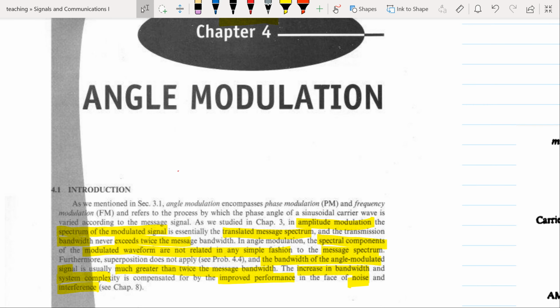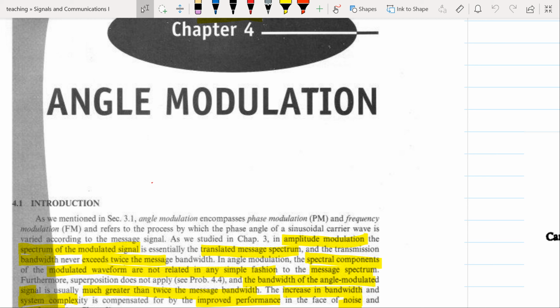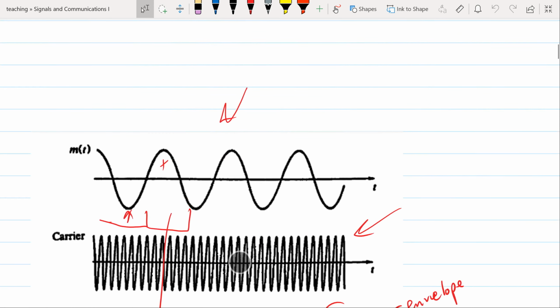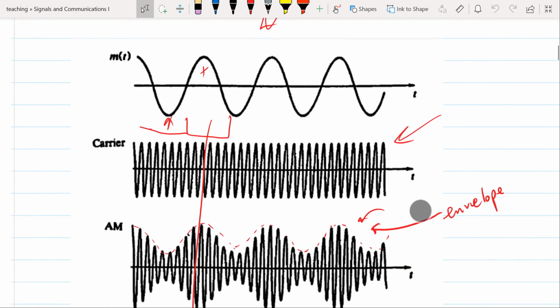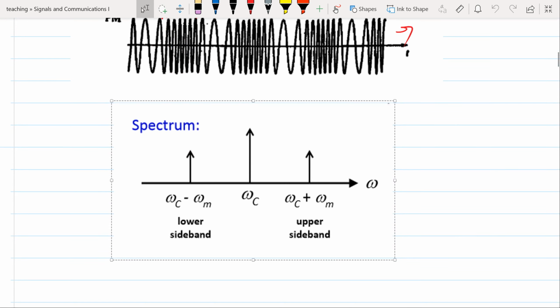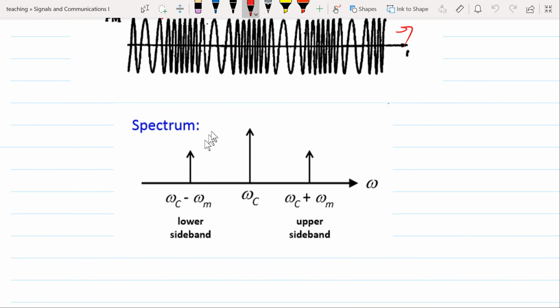Having done that introduction, we can say that in amplitude modulation, the spectrum of the modulated signal is essentially the translated message spectrum. I've brought it here in this diagram, just to illustrate the concept of the spectrum of a DSB modulated signal.